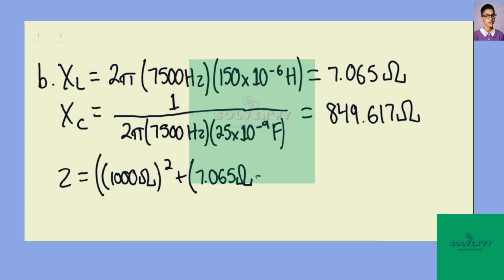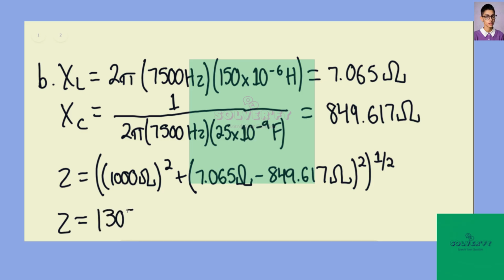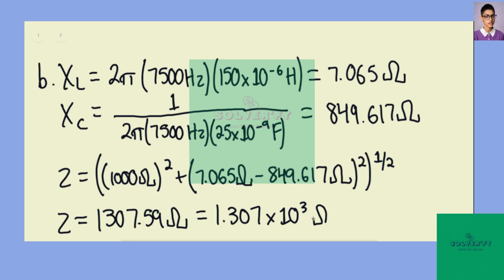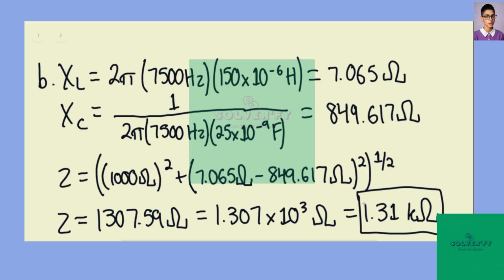7.065 ohms minus 849.617 ohms, quantity squared, all raised to the 1/2 power. The impedance is then found to be equaling 1,307.59 ohms, or we can say approximately 1.307 times 10 to the third ohms, or 1.31 kiloohms. This would be the impedance, of course, rounded to 3 significant figures.